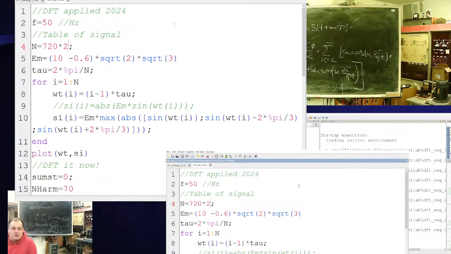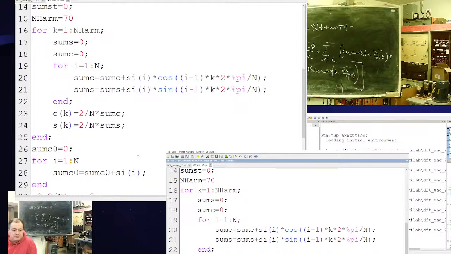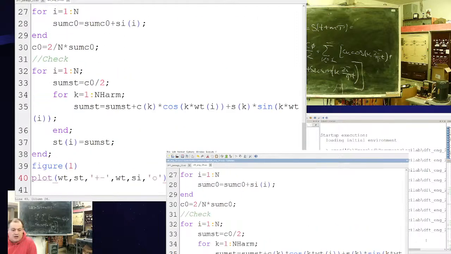Now, next step. At this point, everything is fine. And now I need to go forward. And what's forward? I have a signal. Now I need to calculate a network. I need to perform a topology analysis of my network, for one DC component and 70 AC components.